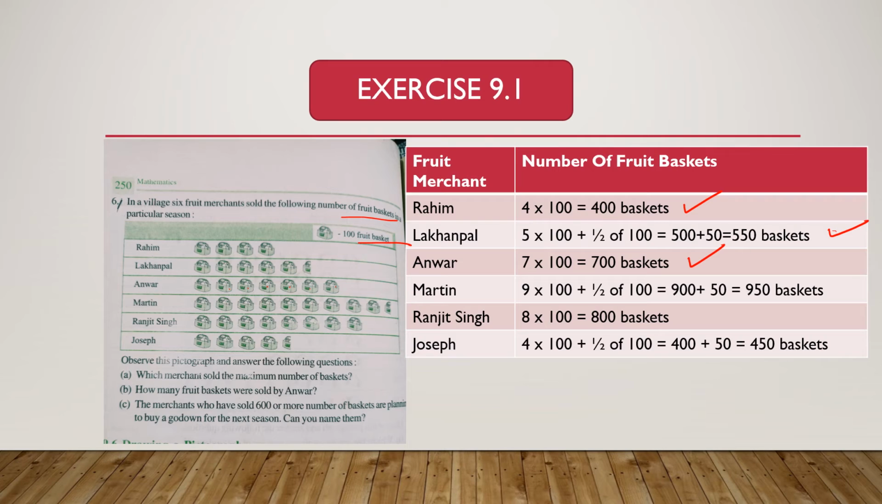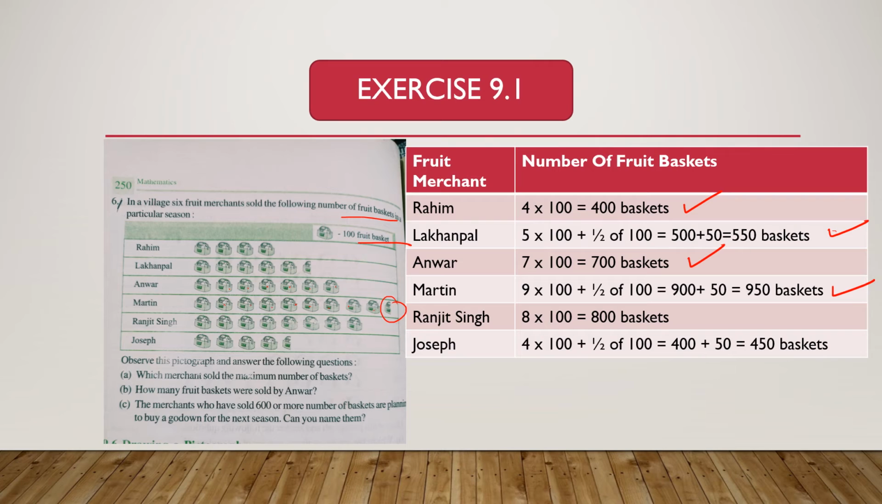Martin is 1, 2, 3, 4, 5, 6, 7, 8, 9. 9 fruit baskets, and one pictograph fruit basket is 100 fruit baskets. So 9 multiplied with 100 baskets, that is 900, and half of the 100 basket is 50. So 900 plus 50 is 950 baskets. So Martin sold 950 fruit baskets.